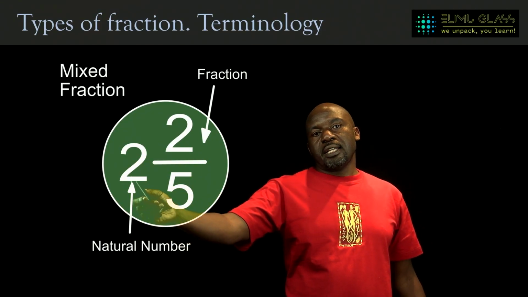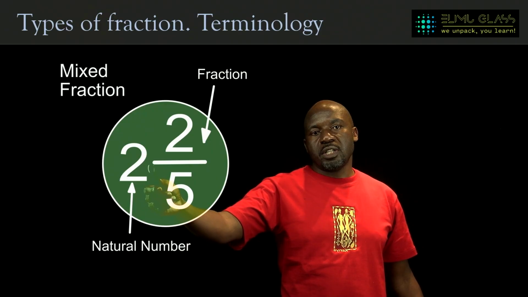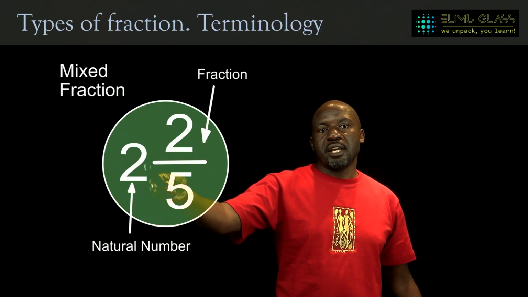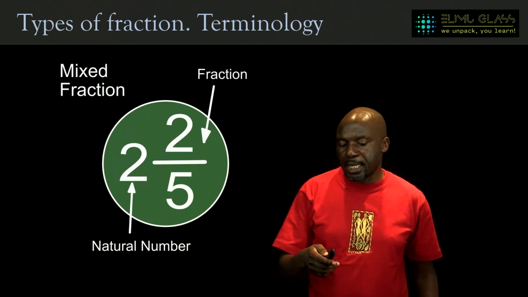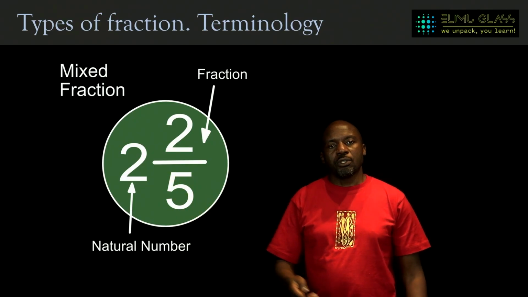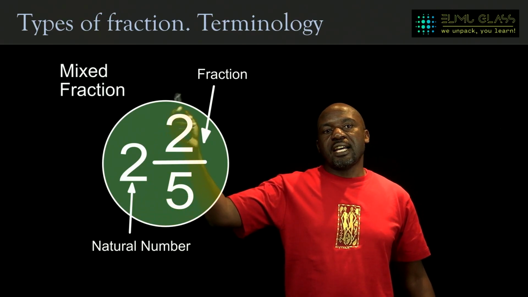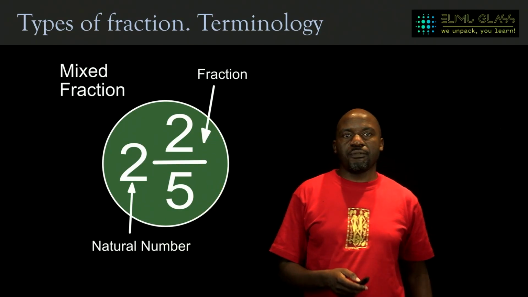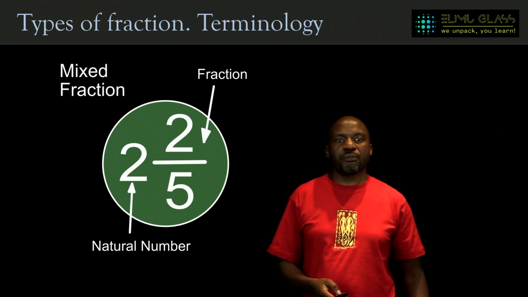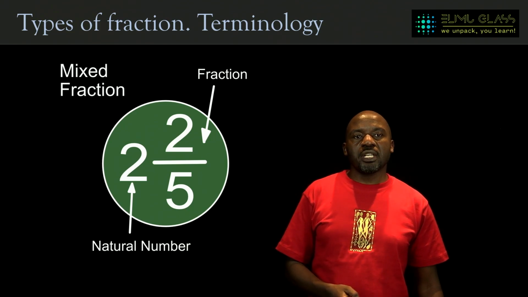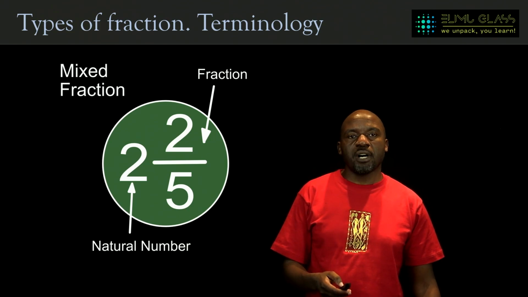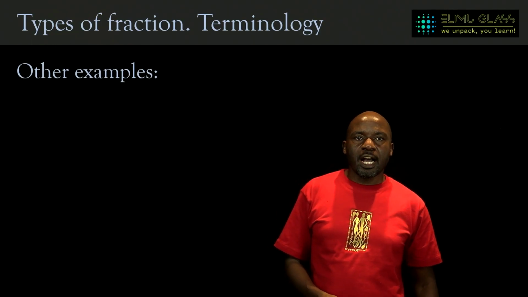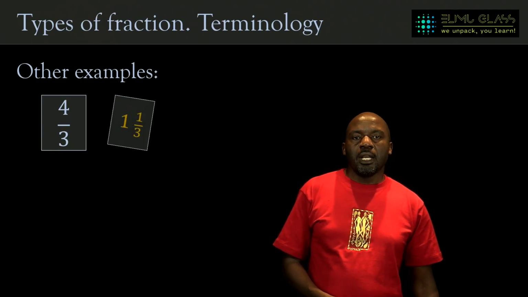Normally when we write this, students tend to think that this means there is a multiplication sign between the 2 and 2 over 5. The reality is that that is actually a plus, as we will see shortly. So when we write 2 and 2 over 5, that means 2 plus 2 over 5. This is called a mixed fraction, and we can produce a mixed fraction from an improper fraction, as we will see shortly. Okay? Other examples of mixed fraction.